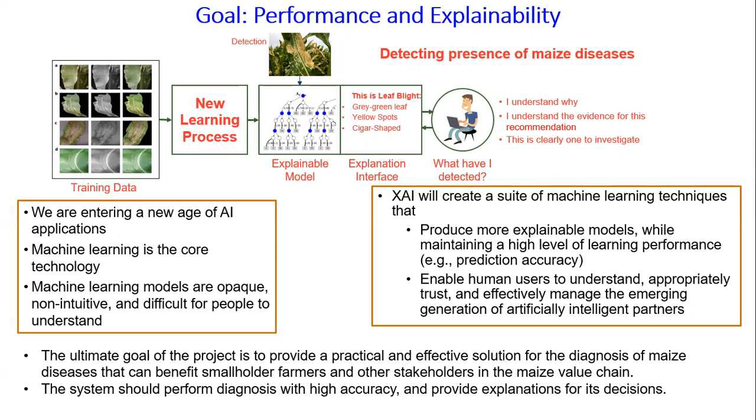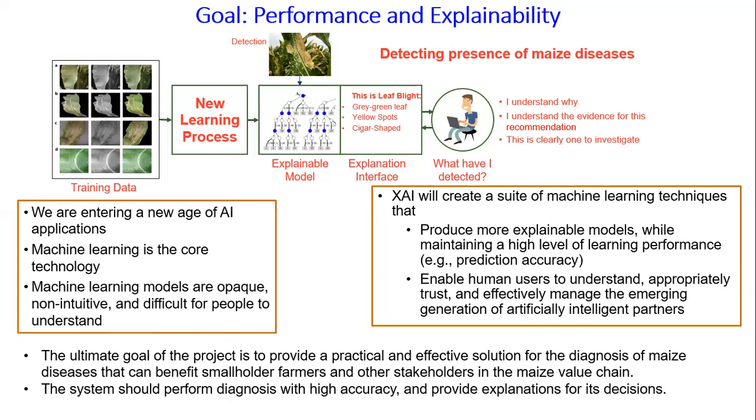So it will be difficult for people to understand such techniques, and yet they are very good at what they are doing. Now, explainable AI will create a suite of machine learning techniques that produce more explainable models while also providing a high level of learning performance. And the good thing with explainable AI is that you not only provide the explanation, but you can also use the explanation to improve the performance of your model. It will also enable human users, like non-technical people, to trust and effectively manage these emerging technologies in artificial intelligence.